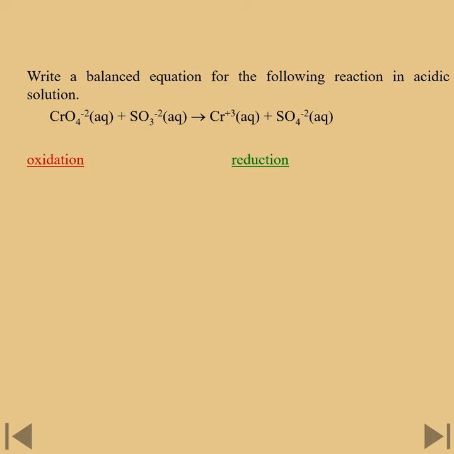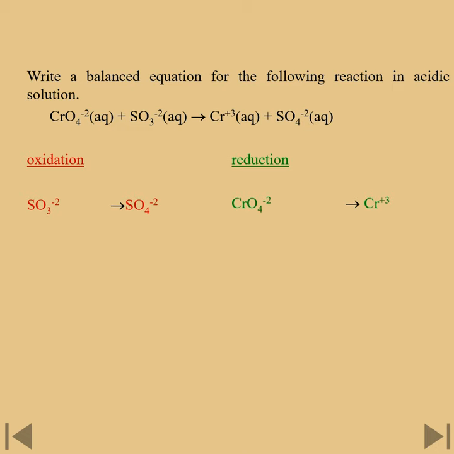So that was our reduction half reaction. What's the oxidation number of sulfur in the sulfite ion? Well, what minus 6 is -2? Positive 4. What is the oxidation number of sulfur in the sulfate ion? Well, what minus 8 is -2? Positive 6. So the sulfur is undergoing oxidation and the chromium is undergoing reduction. Okay, that was step 1.